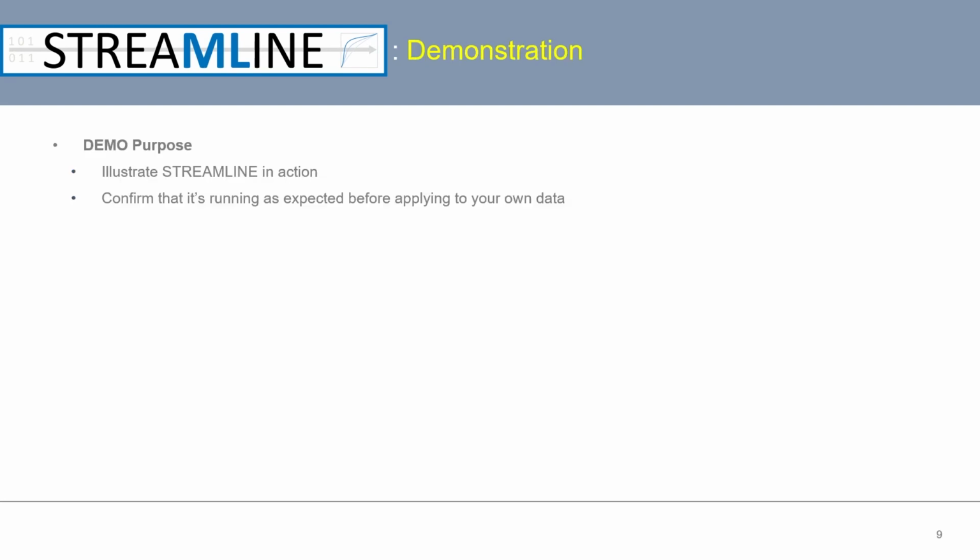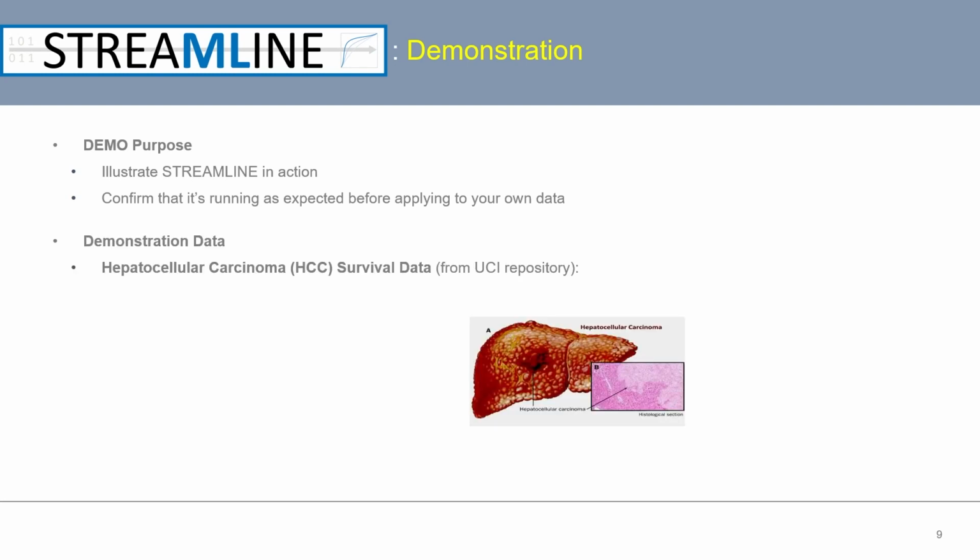The Streamline code comes set up to run on demonstration data in order to illustrate the pipeline in action, as well as to help users confirm that it's running as expected before applying their own data. The demonstration includes a hepatocellular carcinoma survival dataset taken from the UCI repository. This dataset represents a biomedical binary classification task, including 165 instances and 49 features.